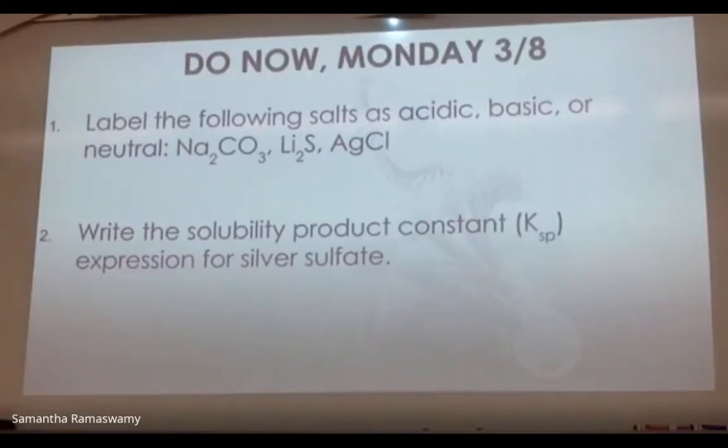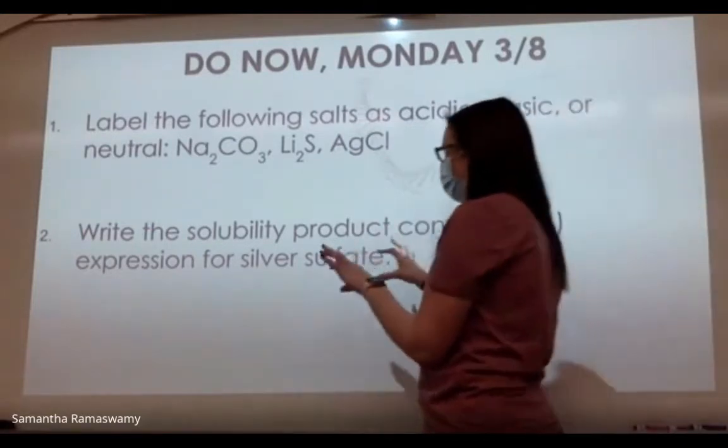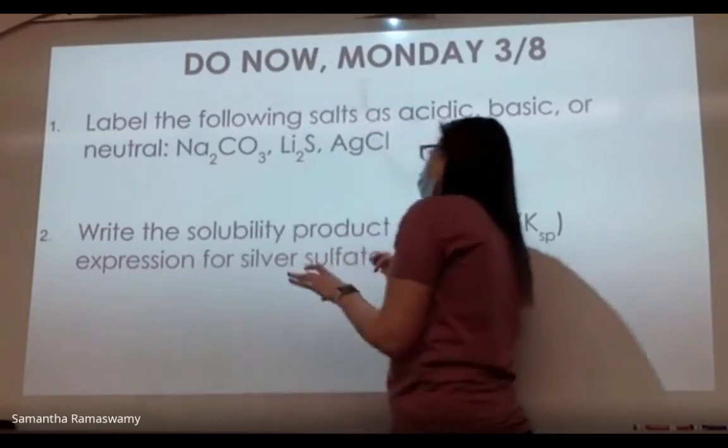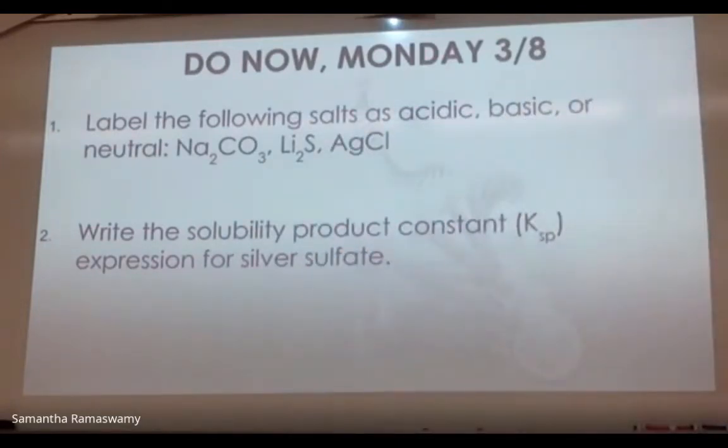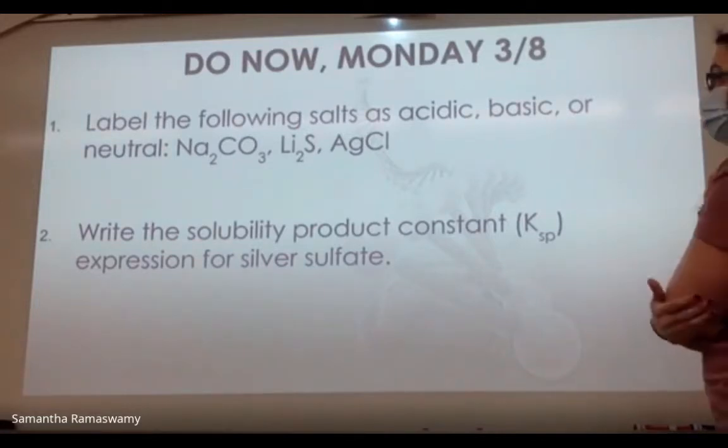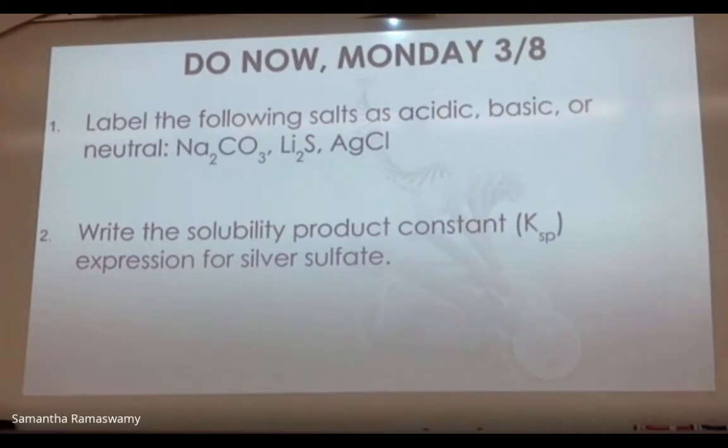All right, so for the do now, couple questions. Number one is actually going back and reviewing salts. So looking at where does the salt come from? What acid and what base does the salt come from? And based on the strength of the acid and the base, that tells us information about the salt. And then number two, this is having us start to look at Ksp. We're going to focus on Ksp today and tomorrow. Doesn't take us very long. Today and tomorrow is Ksp.